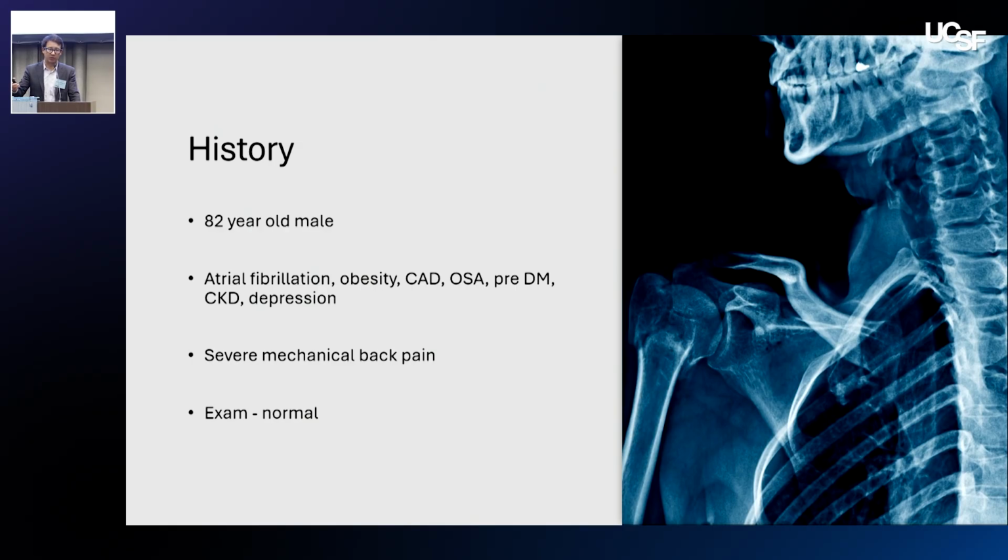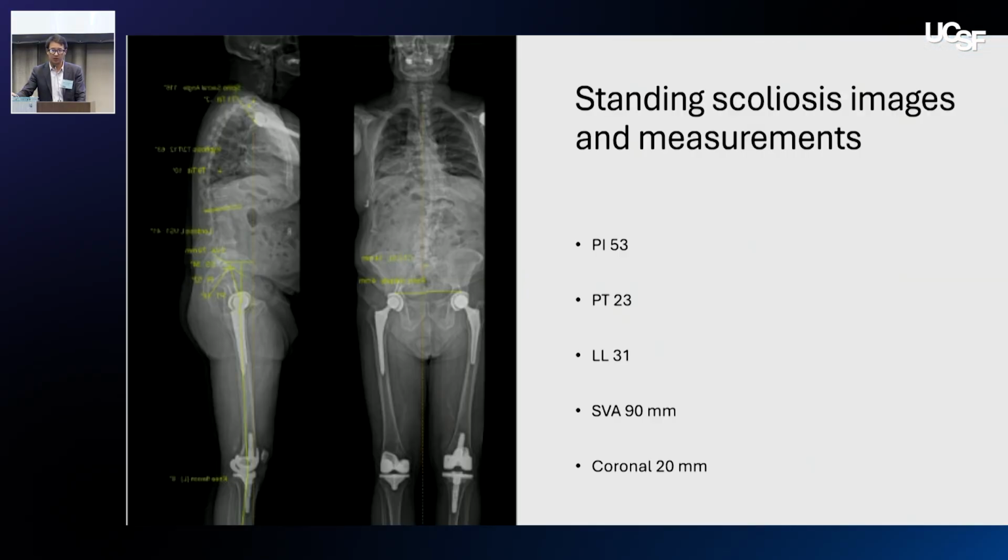And I love that we have Martin coming up to talk next, and we had a great talk by Coy yesterday about this. But just how we think about this, again, a case here, an 82-year-old male, multiple medical problems. He falls into the severely frail category. He has severe mechanical back pain, normal exam, and he does have both sagittal imbalance as well as coronal deformity.